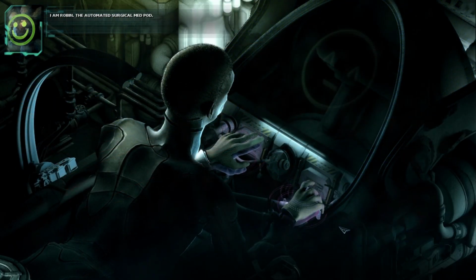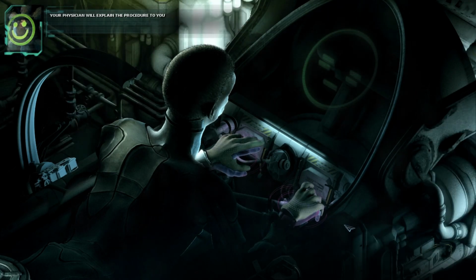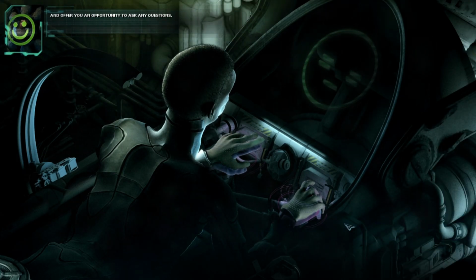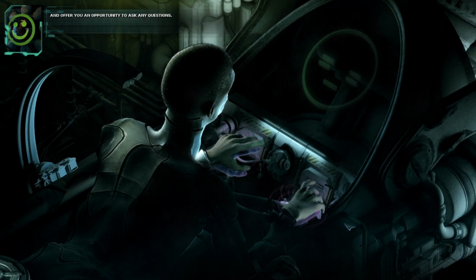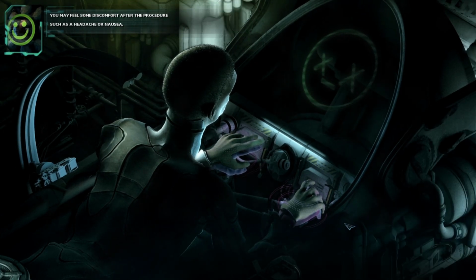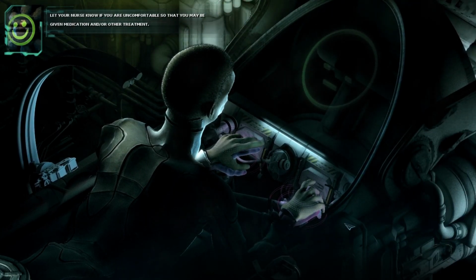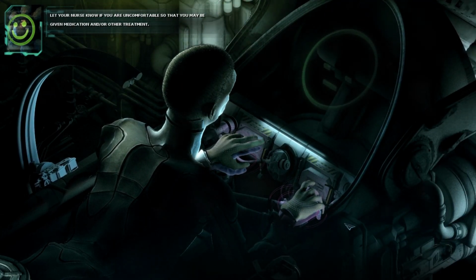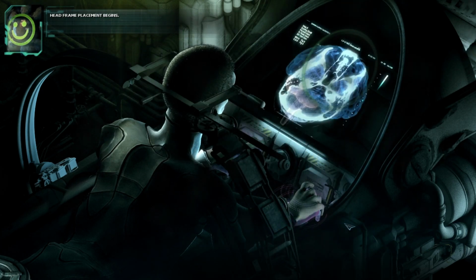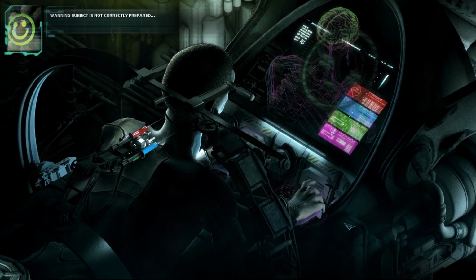I am Robin, the automated surgical med pod. Your physician will explain the procedure to you and offer you an opportunity to ask any questions. You may feel some discomfort after the procedure, such as a headache or nausea. Let your nurse know if you are uncomfortable so that you may be given medication and or other treatment. Warning, subject is not correctly prepared.